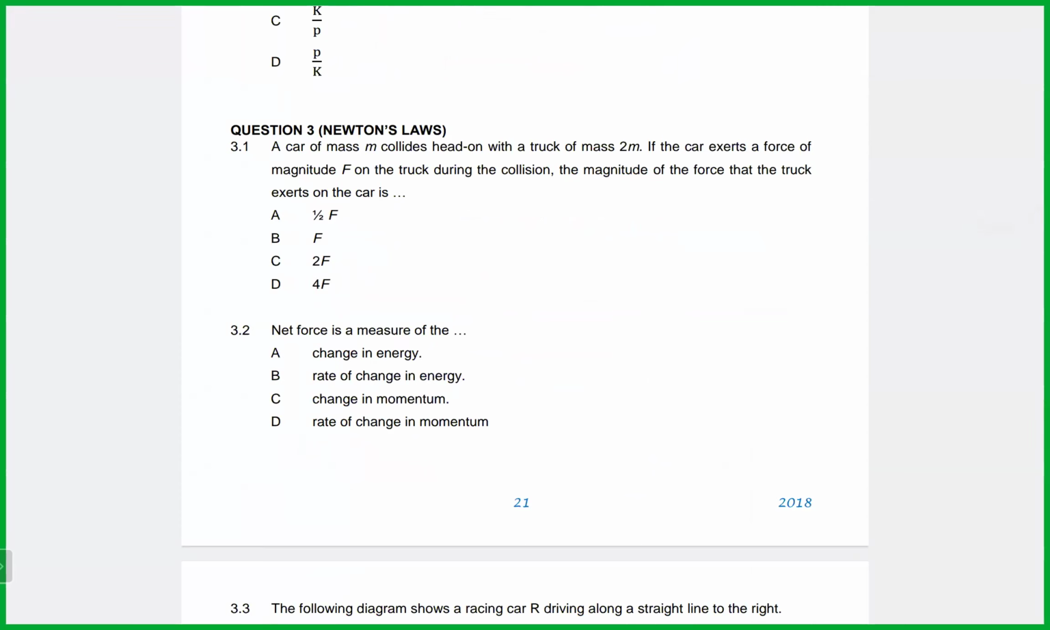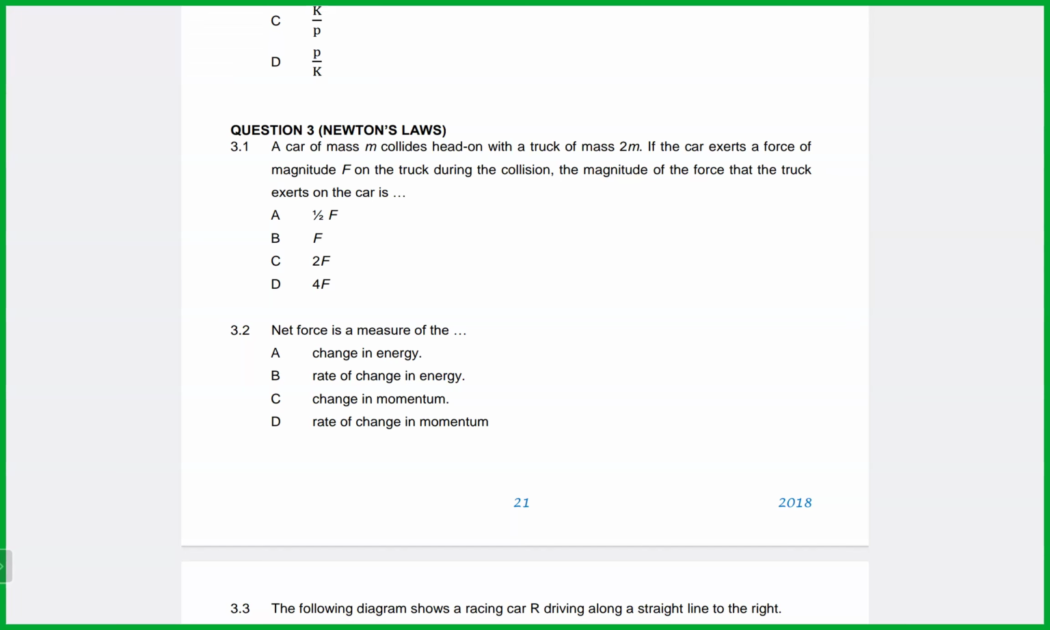Right, what's the answer for 3.1? A car of mass m collides head-on with a car of mass 2m. If the car exerts a force of magnitude F on the truck during the collision, then the magnitude of the force that the truck exerts on the car is... Object A applies a force on object B. So B, object B applies. Very good. It's B. That's an action-reaction pair.